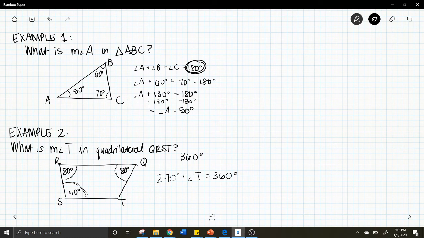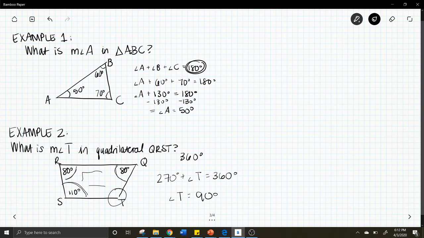So why don't you take a second to figure out what that missing angle is going to be? 270 plus what equals 360? And you'll find that angle T must equal, not based on my drawing, 90 degrees. Because we know that altogether these four angles must equal 360 degrees. Okay? I hope that makes sense.